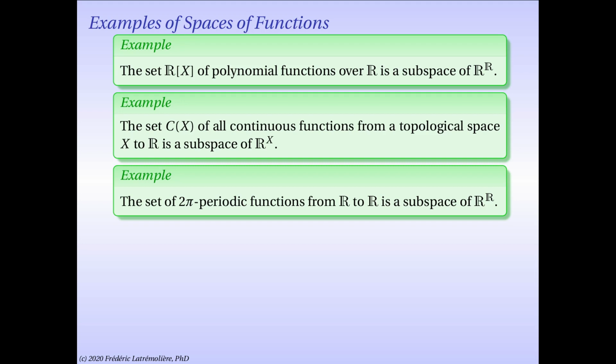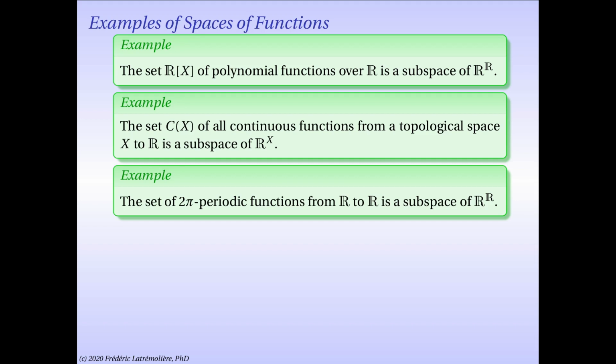All you have to do is, in all these examples, of course, the 0 function is in there. And on top of it, you take 2 functions, for instance, 2 pi periodic functions from R to R, and an arbitrary real number lambda. Well, if you calculate lambda times the first function plus the second, it's easy to check it's still 2 pi periodic. So here you go. It's a subspace. The proof is as easy as that.